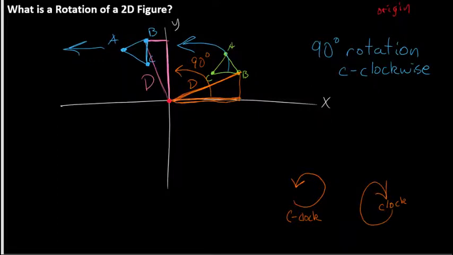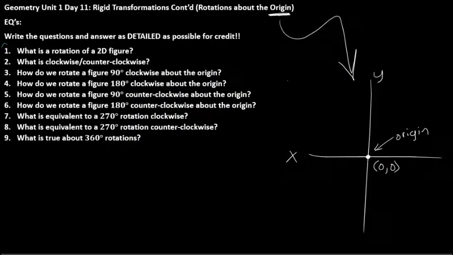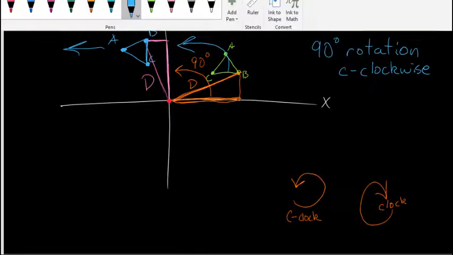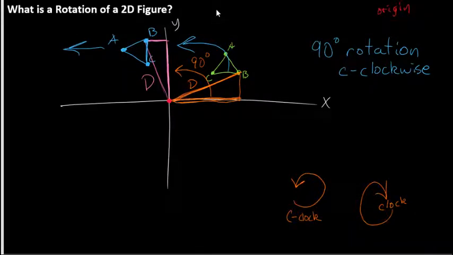So how do we put that into words where we can go ahead and answer EQ1? What is the rotation of a two-dimensional figure? Again, we have something that just seems obvious, but it seems very difficult to put into words.